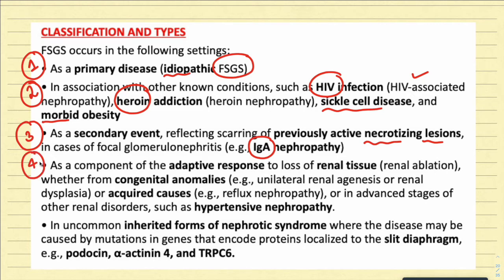Now the number 4th point is as a component of the adaptive response to local loss of renal tissue.